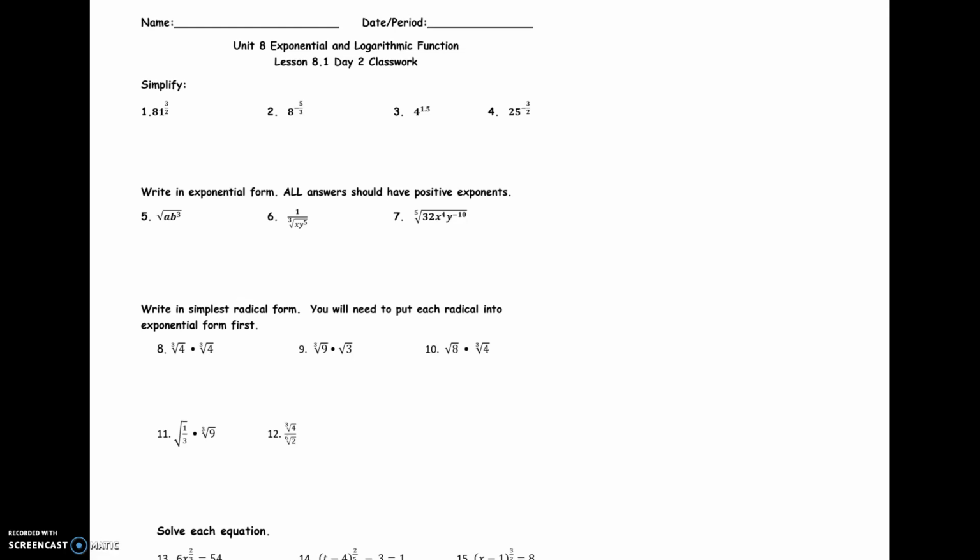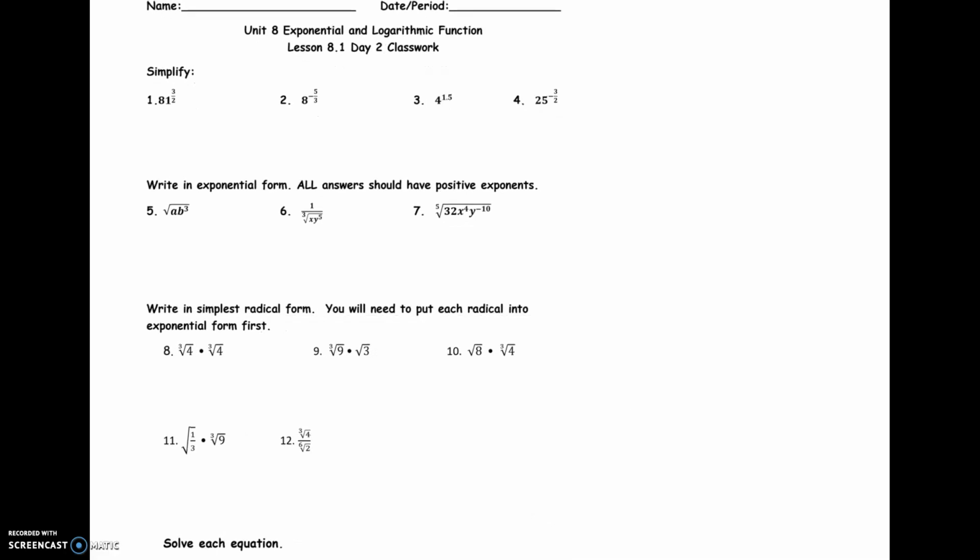Okay, so today we're going to practice again on lesson point 1 and look at some problems together, and then you'll do the remainder of the ones for your classwork and homework. In the first section, it says simplify. When I look at number 1, 2, 3, and 4, these are all in exponential form. It's a base raised to an exponent. I'm going to convert these into an equivalent radical form.